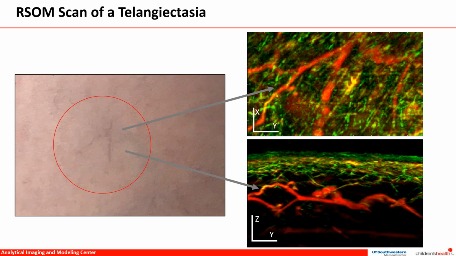Here's an RSOM scan of a telangiectasia, where the wishbone-shaped vessel appears in red, seen just beneath the epidermis in green. The XY dimension shows a top-down view, and the ZY dimension shows a cross-section.